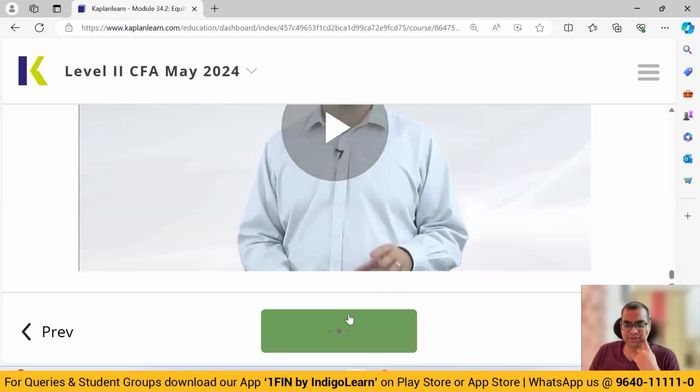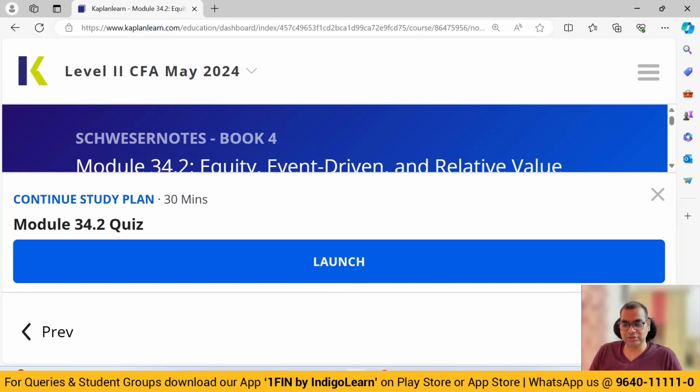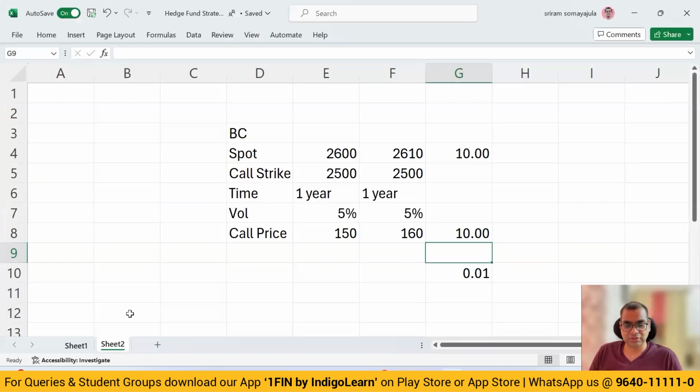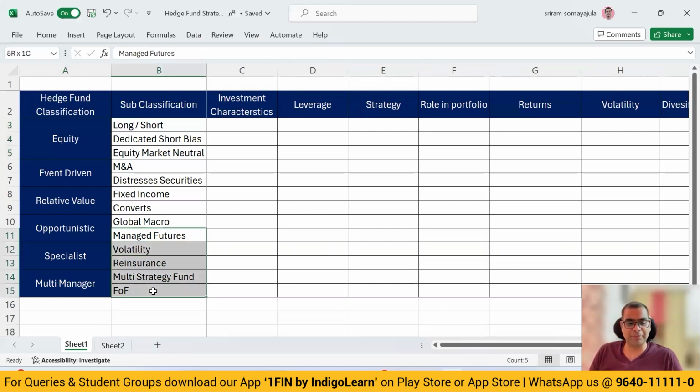Okay. Yeah. This is the next strategy. What all have we finished? We finished relative value, event driven, and equity. Correct. Next, we have 3 more: opportunistic, specialist, and multi-manager.